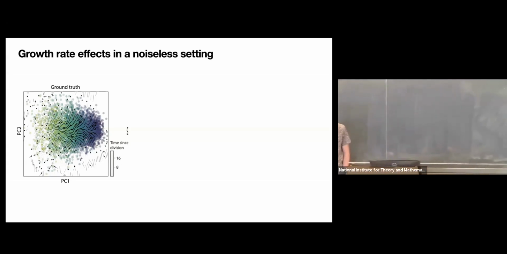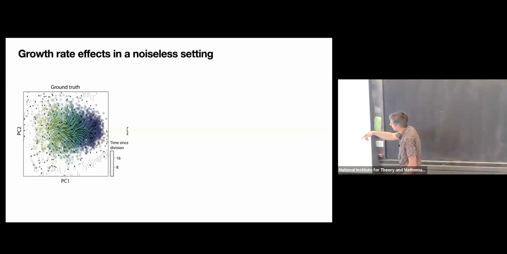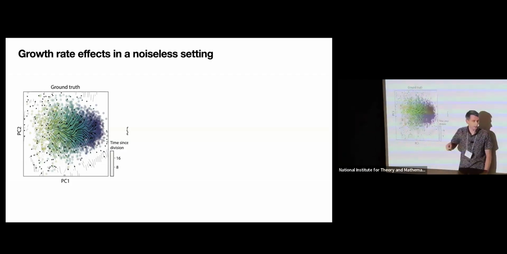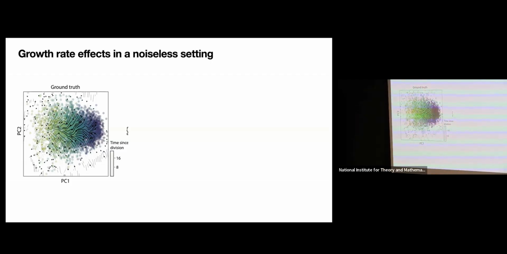But that's another problem, right? Yeah, the legend's mixing colors. This is the beginning of the cell cycle. This is the end of the cell cycle. Okay, so that's the ground truth.